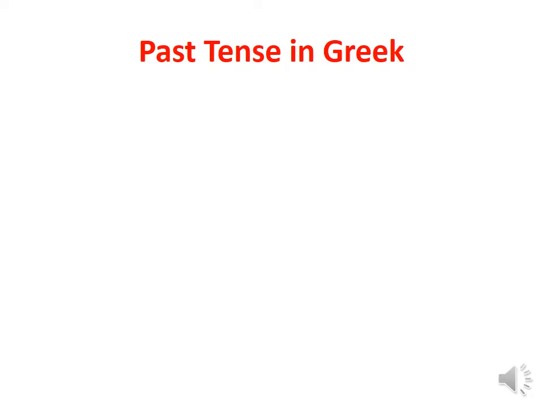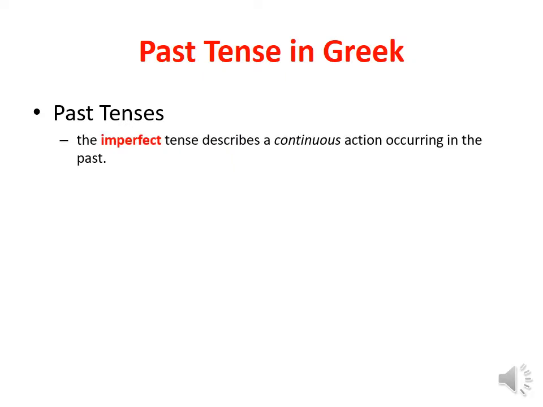The Greek, like English, has more than one kind of past tense. We're looking in this chapter at something called the imperfect tense. This tense describes a continuous action occurring in the past. So when you think imperfect, don't think it's not ideal. Think it's not perfected or not completed. So even though it happens in the past, the action goes on for some time in the past. It is uncompleted.